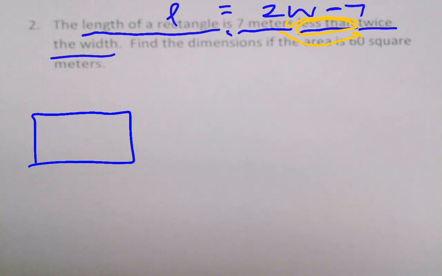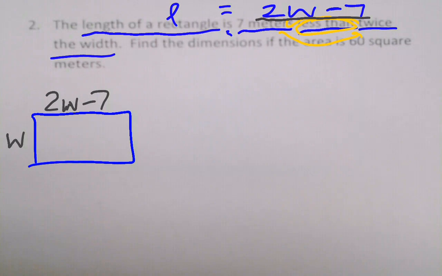I know that I have my width and my length. Look at your equation. I have length given in terms of width. So I'm going to call this W, and I'm going to call this side 2W minus 7. Or I could think of it in terms of my formula. What formula am I going to use?